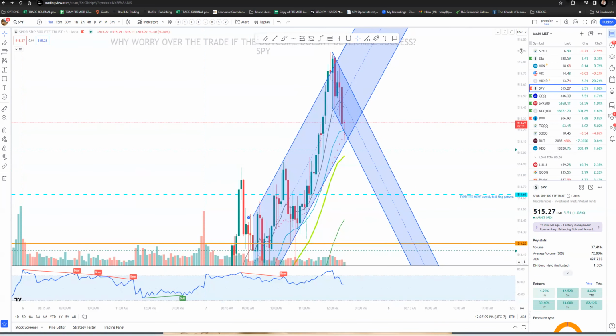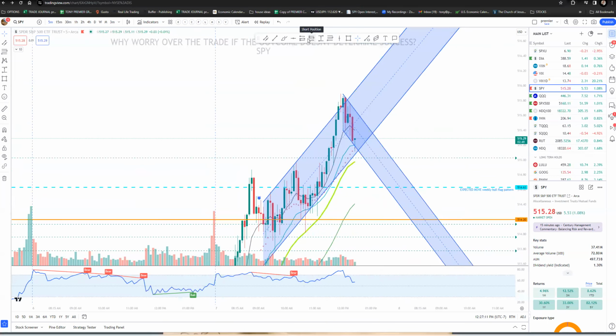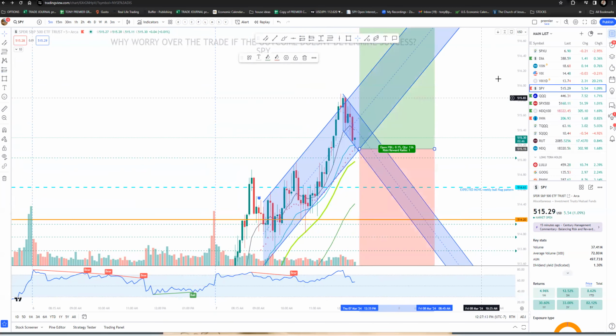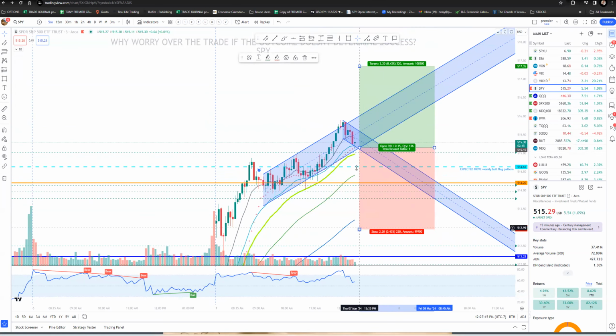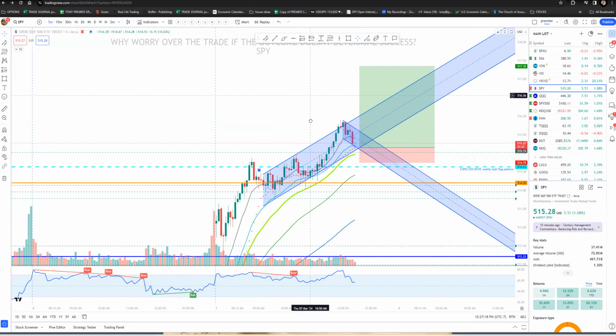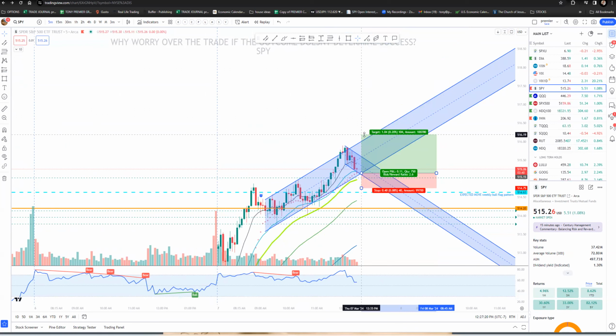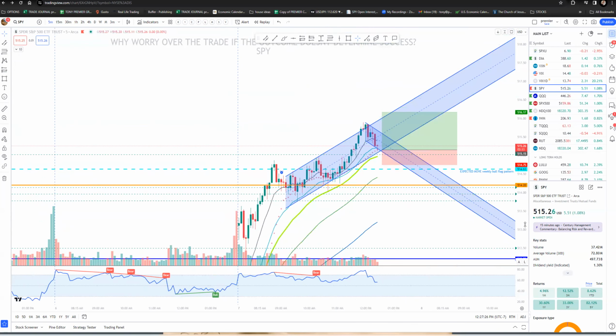And where's my target going to be? Well, if I got in there, I'd have my stop kind of outside that channel. And my target would be the top side of this guy. So that's somewhere in here. It's about 2.5 hours I could get out of this trade right here.